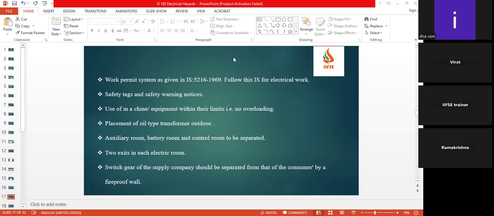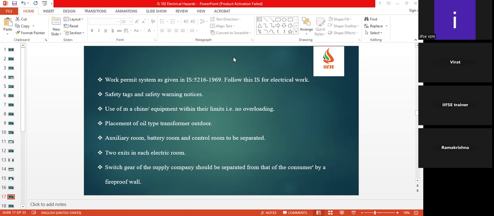As we saw in the video, whenever a multi-team or multi-departmental team is involved in a single equipment, everybody should have their own tag and their own key with them so that we can avoid accidents. Then use machine equipment within their limits, with no overloading. Oil type transformers should be placed outside, and the auxiliary room, battery room and control rooms should be separated. Provide 2 exits in each electric room for escape in case of any short circuit or arc flash incident.